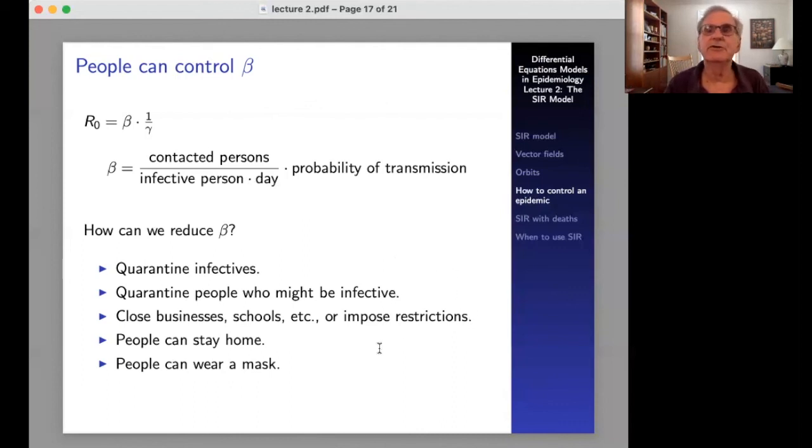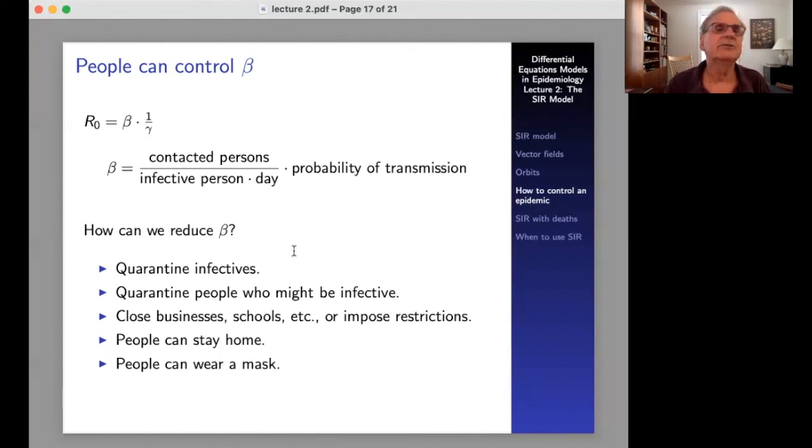But whether the government's doing anything, what we observe during epidemics is that people take steps on their own. If they can, they stay home so that infectives won't come in contact with them. If they have to go out, they might wear a mask. What that does is it cuts down the probability of transmission when they come into contact with an infected person.